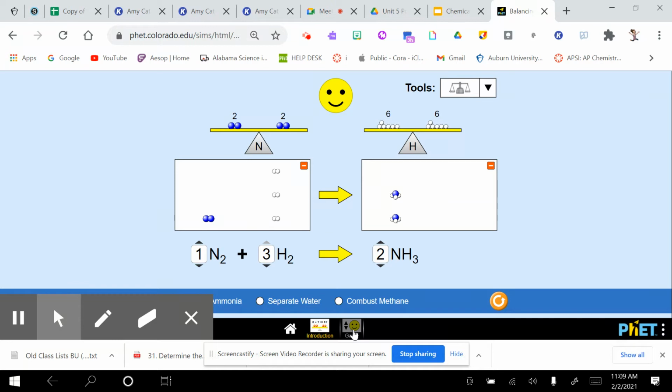It does ding when you get it right or wrong. It gives a sad dinging sound when you get it wrong, or annoying, one of those sounds.